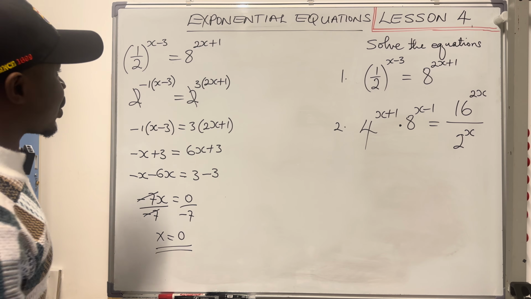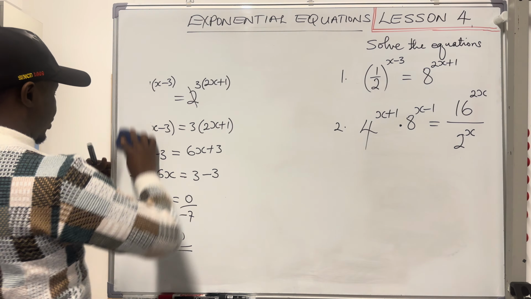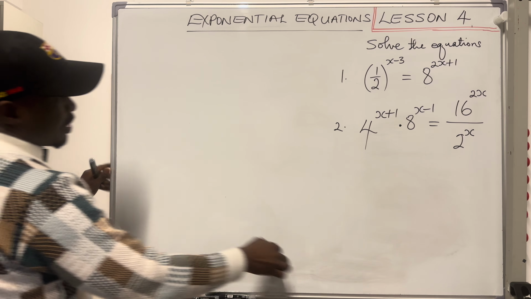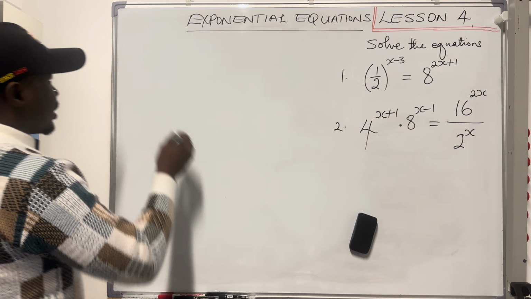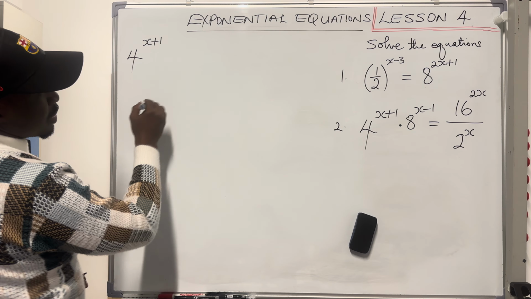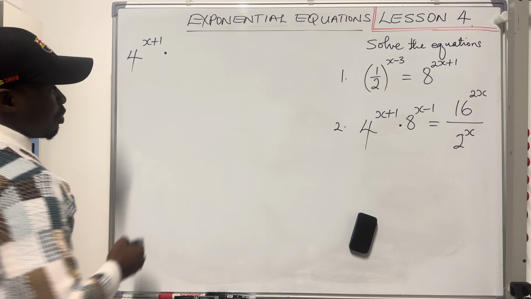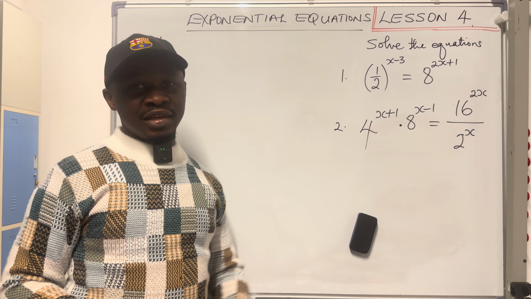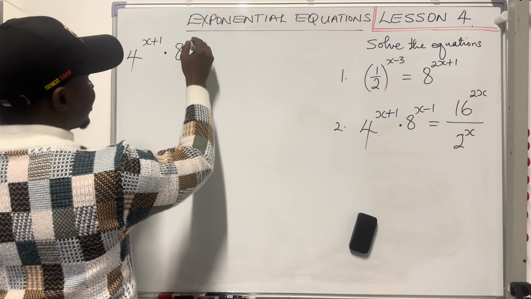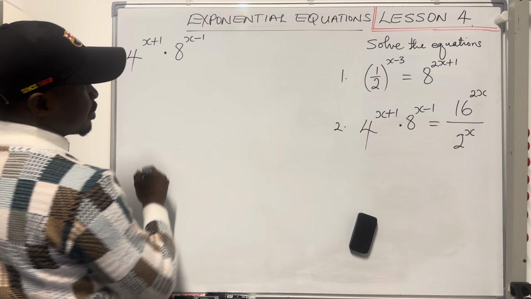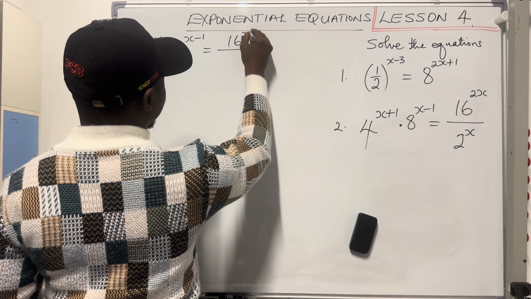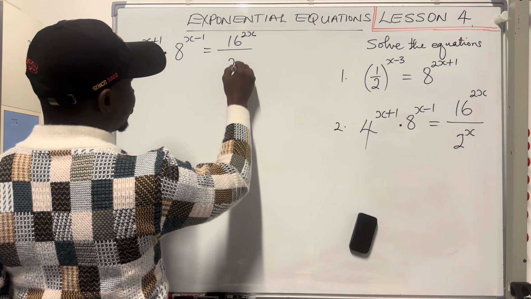So let's go to the second one. The second one says 4 to the power x plus 1 multiplied by, sometimes we have a dot here to represent multiplication, 8 to the power x minus 1 equal to 16 to the power 2x divided by 2 to the power x.